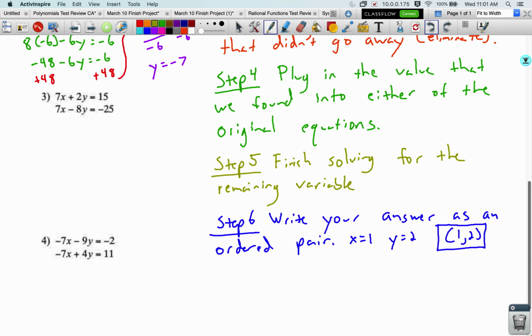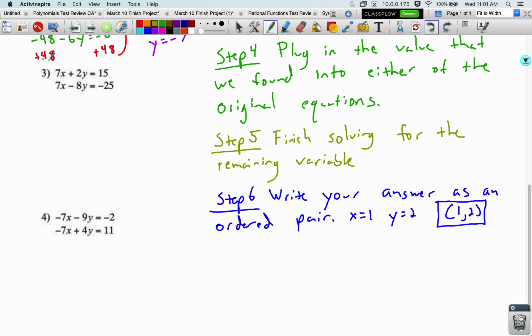All right, let's just take a look at number 3, though. Let's see, do I have a zero pair? 7x and 7x. Well, that almost looks like a zero pair, but they're not opposites. They're the same, so that doesn't count as a zero pair. 2y and negative 8y, well, that's not even close to a zero pair. And the constants can't form a zero pair because even if they were opposites, adding them together doesn't eliminate a variable. So we have no zero pair here. So we need another step.